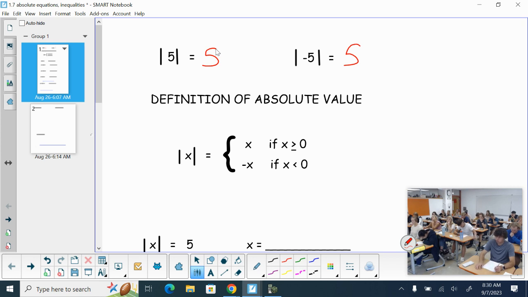Now, when you were in algebra, you were probably given a definition of the absolute value as the distance from 0 to a number on a number line. And that was the definition that was given to you. What is the distance from 0 to this number that I have on a number line? Well, my distance is 5.